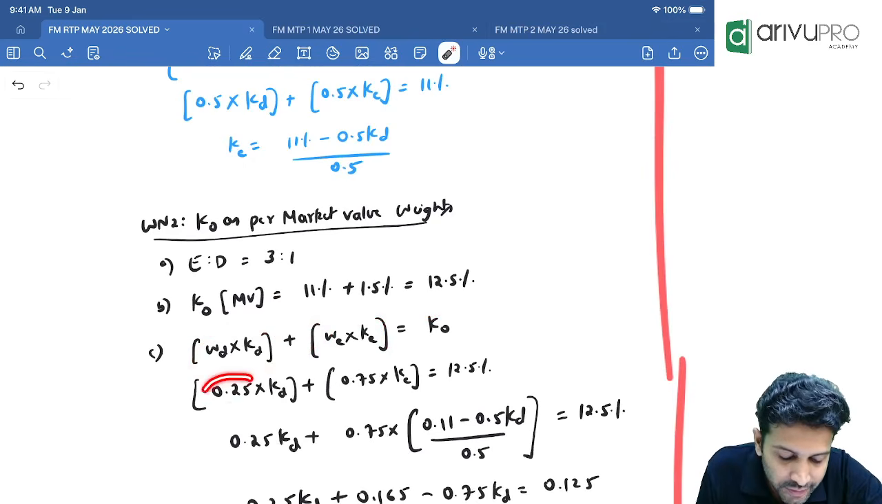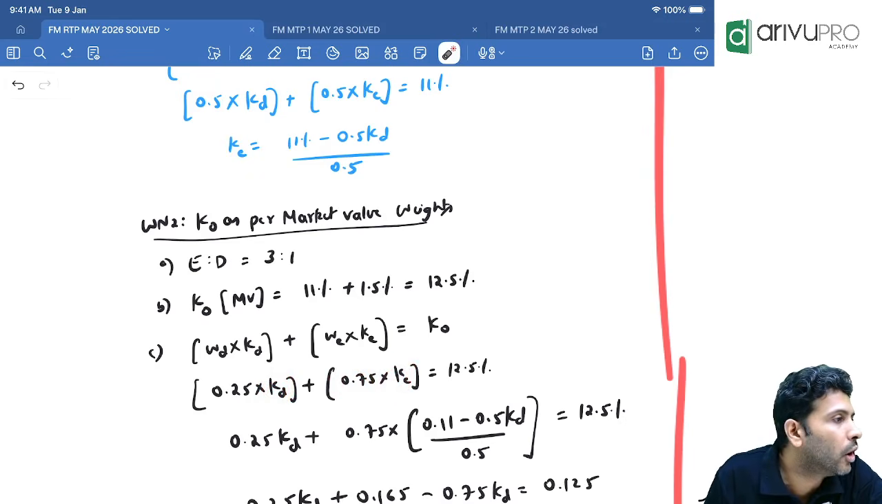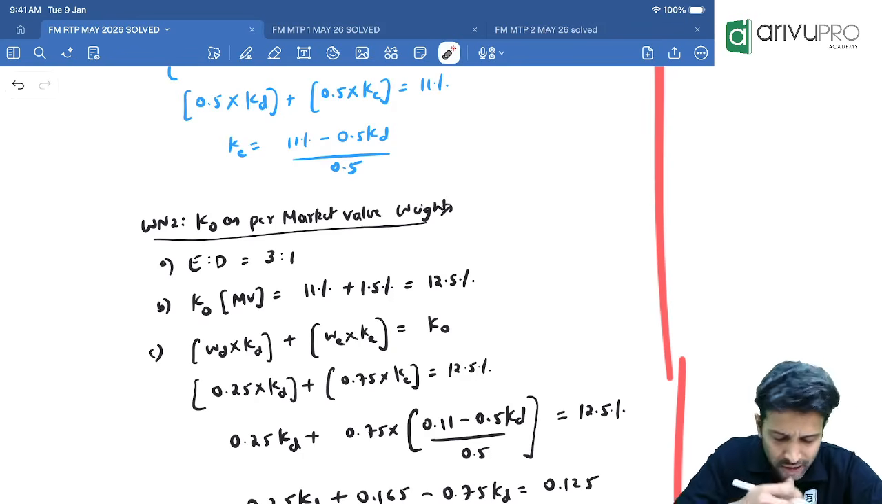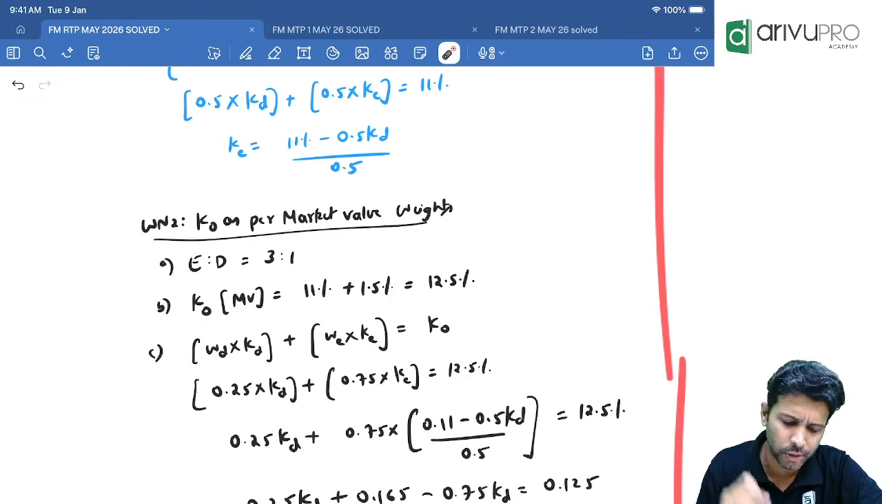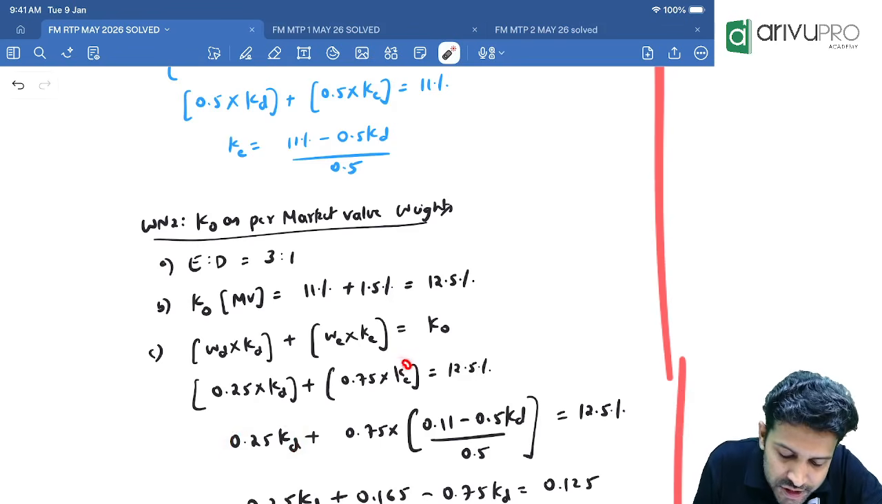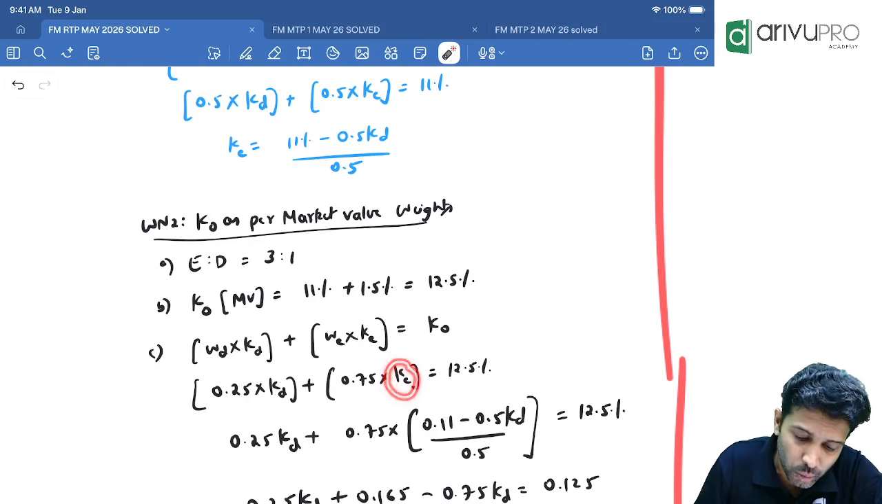What is the weightage of debt here? 0.25. Do you know the cost of debt? Don't know. Weight of equity? 0.75. Do you know the cost of equity? Not known. Solve as much as possible, then substitute. This is 0.25 KD. Instead of cost of equity now, I will substitute. What is cost of equity?